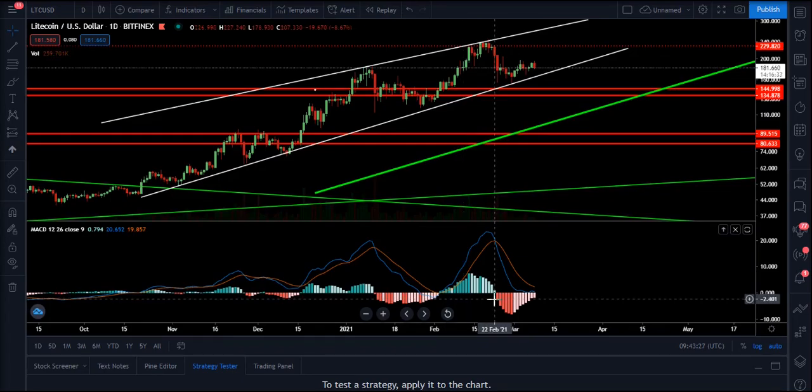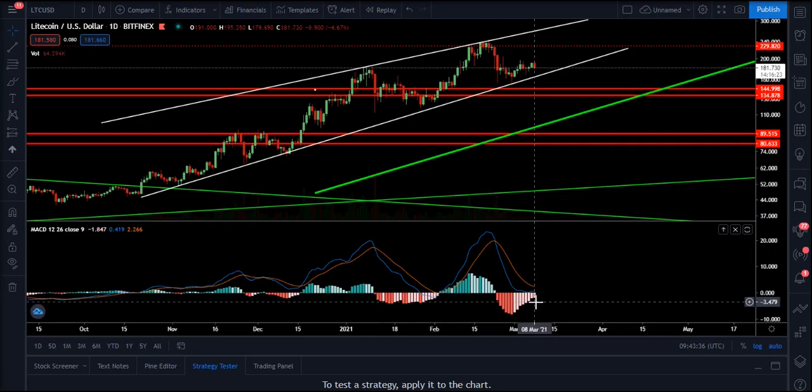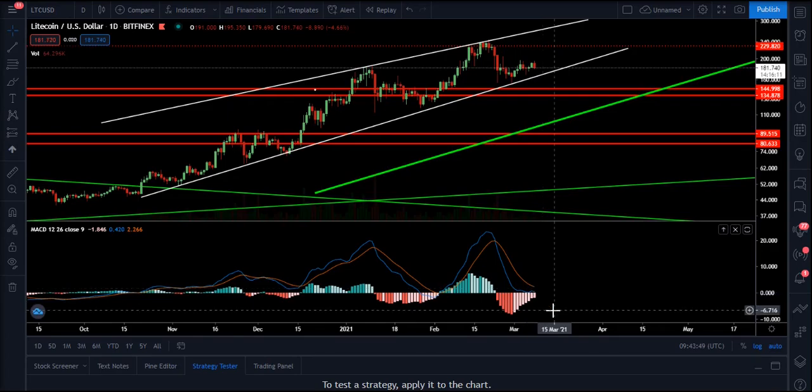So be on the lookout, but we could also still break to the downside because these two moving averages haven't crossed, and also the bars here haven't flipped to the green side. So that could be another scenario where Litecoin could still head to lower prices.